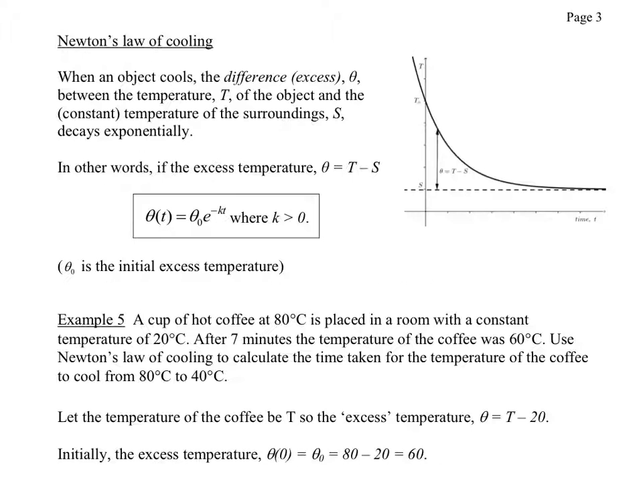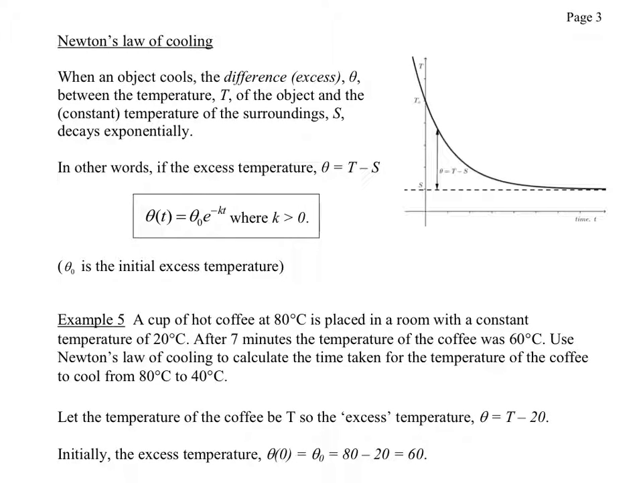Now the last topic in this video is called Newton's law of cooling. Basically it states that if you've got, say, a hot cup of coffee at quite a hot initial temperature, it's going to cool down until it gets to room temperature. And we define something called the excess, which is the difference between the temperature of the object and the room temperature.